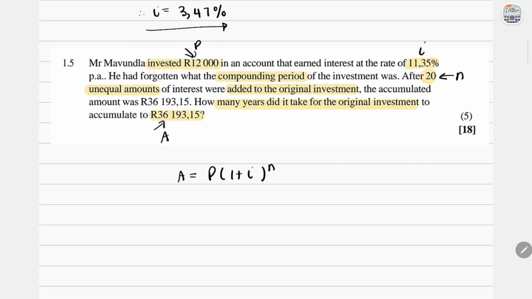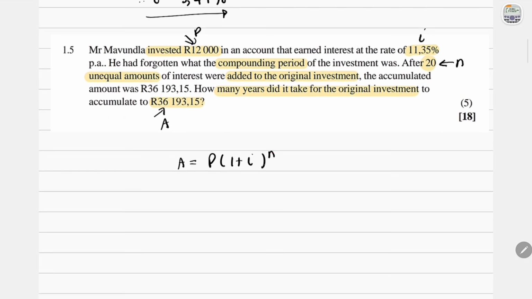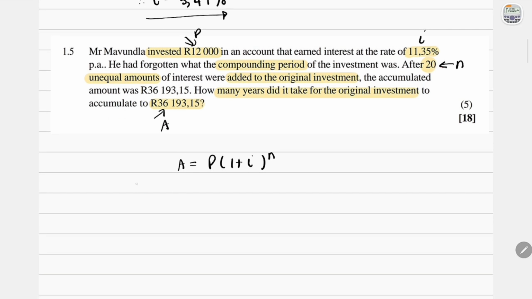Okay, so we can just fill everything in. We know that the only thing missing is that compounding period. So A is 36,193.15, and that is equal to the principal amount, which is 12,000, times 1 plus I.